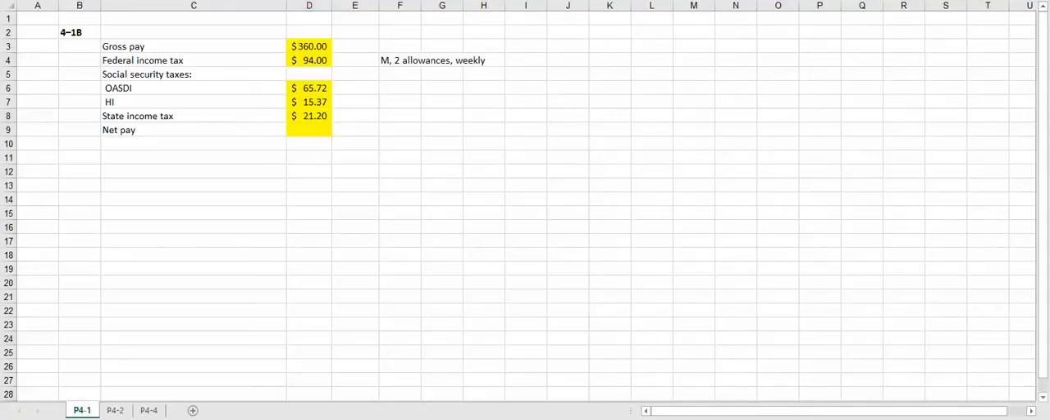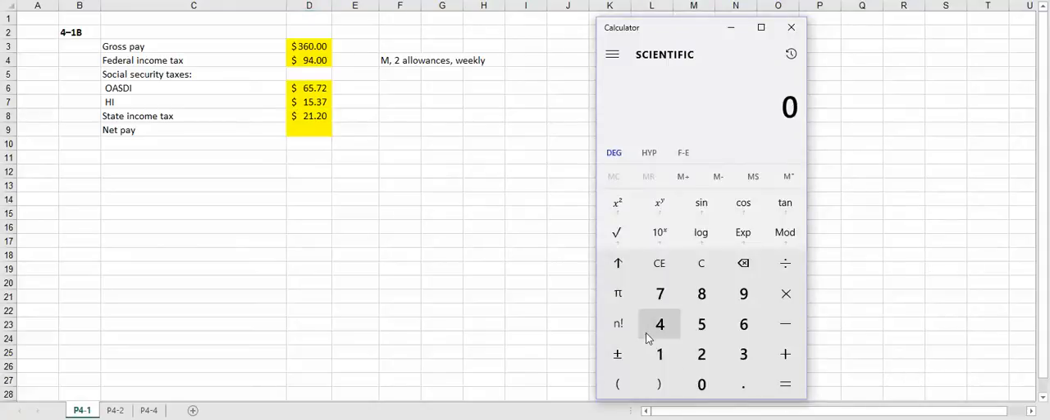And then to find out the total, we're going to take our $360, subtract the 94, subtract the 65.72, subtract 15.37, and subtract the 21.20. So his net pay is actually $163.71.